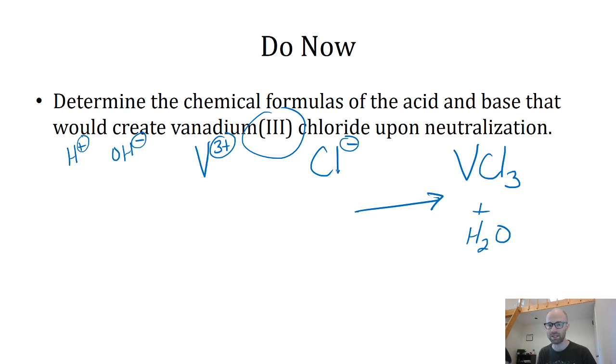So H+ and Cl-, that was going to be a 1-to-1 ratio, and the vanadium is a +3, but the hydroxide is a -1. So to get a neutral compound, we need a 1-to-3 ratio. We could balance the equation from here, but that wasn't the question. So the acid is hydrochloric acid, and the base is vanadium 3 hydroxide.